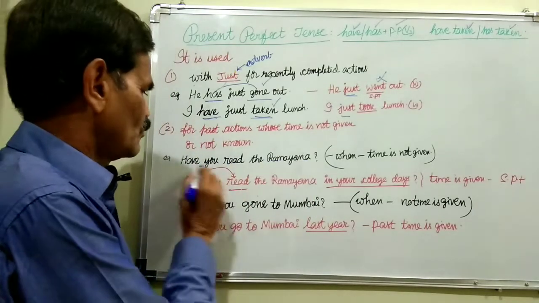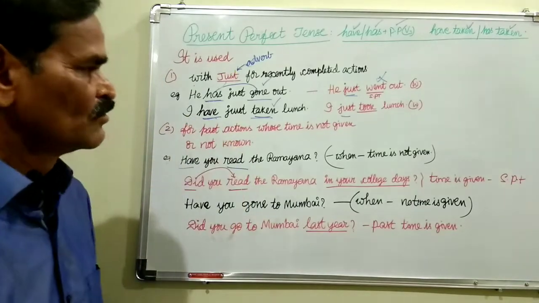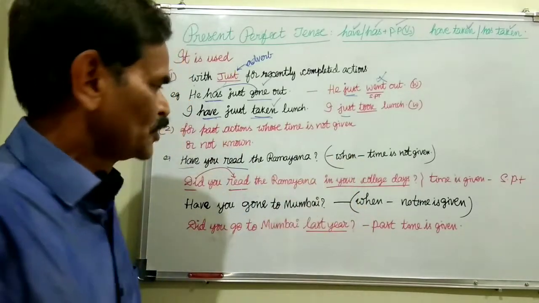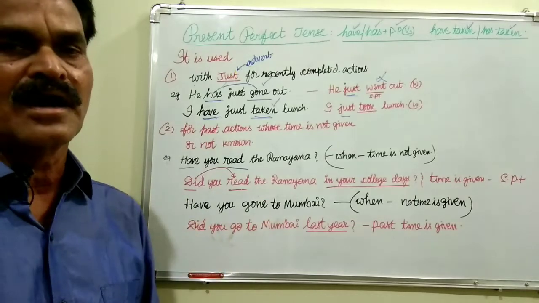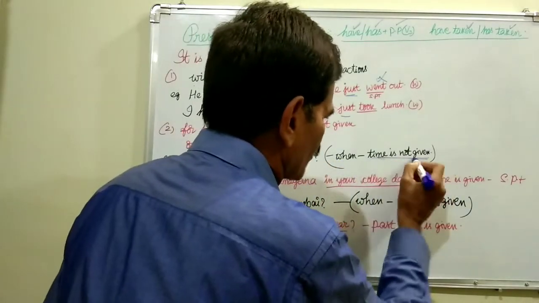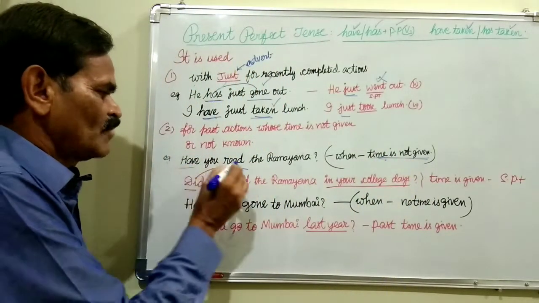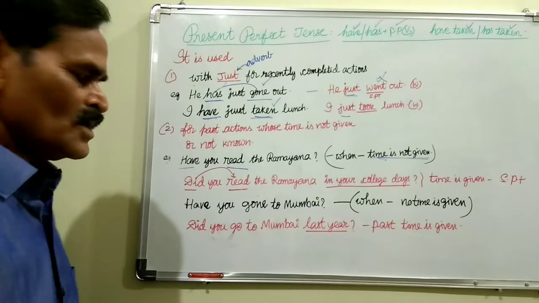Then it is only have plus V3. Read, read we have to use. We cannot say, did you read Ramayana? Okay, so here time is not given. Time of the action is not given, that's why have plus V3 we have to use.